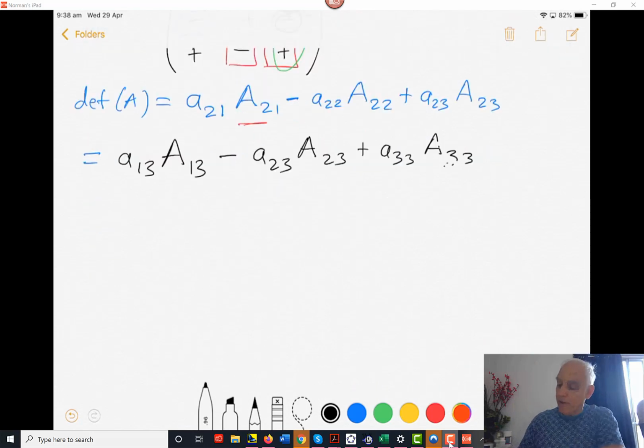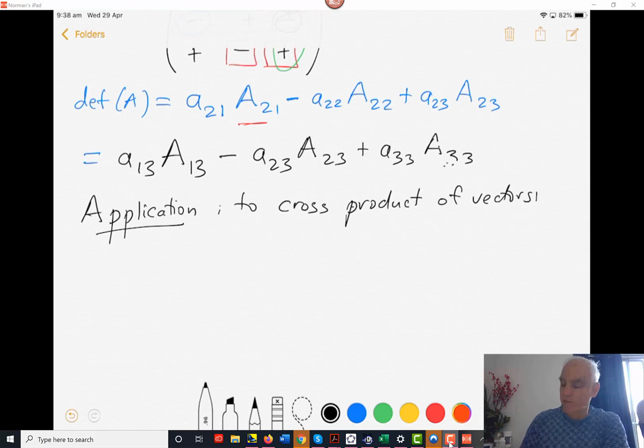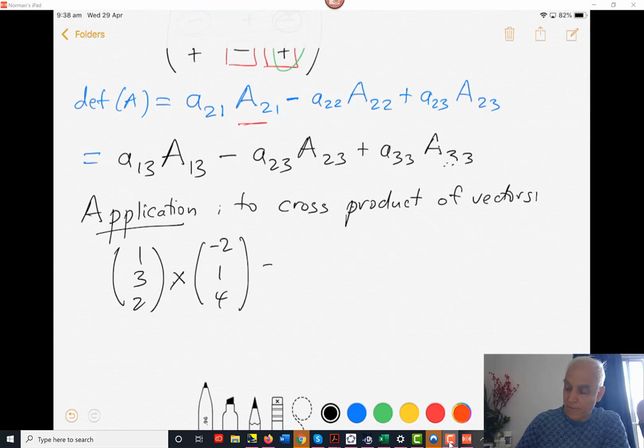So let me give you an application of this formula, which is sometimes nice to remember. An application is to the cross product of vectors. Go back to our vectors section. Remember that we had the cross product of two vectors. So maybe we have the vector 1, 3, 2, and we want to take the cross product of -2, 1, 4. Okay, we want to know what that is.